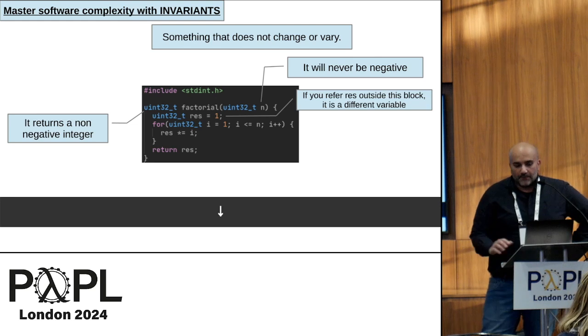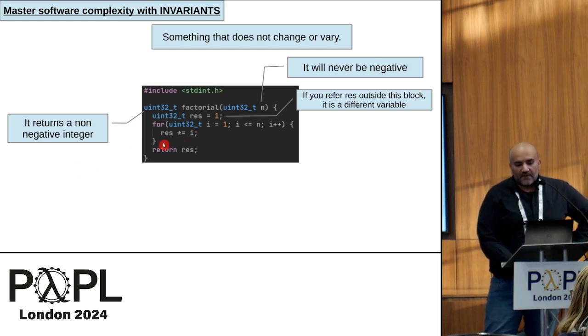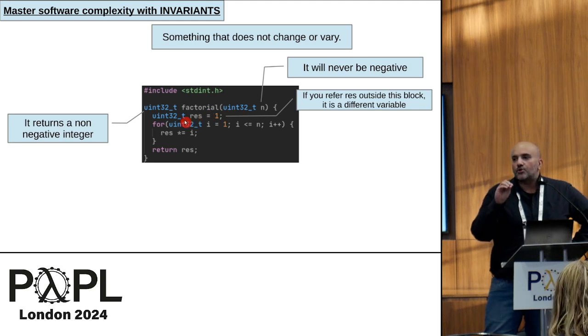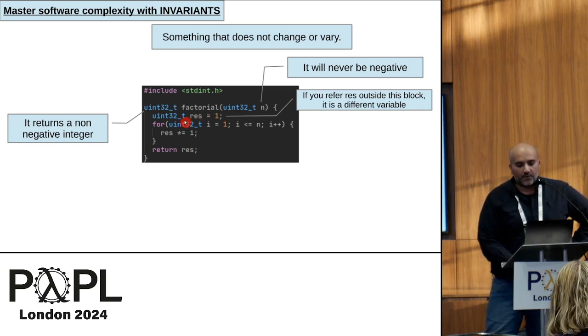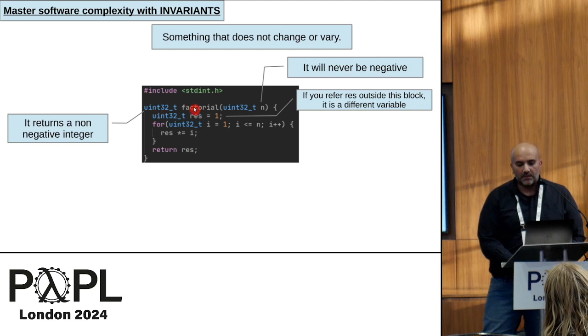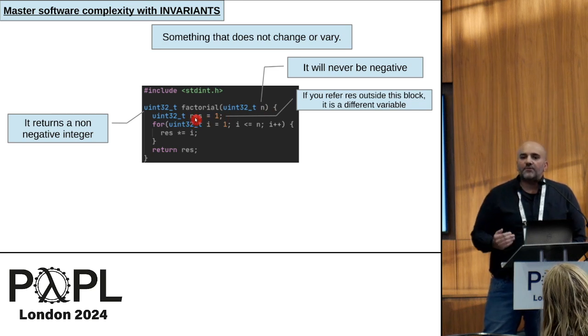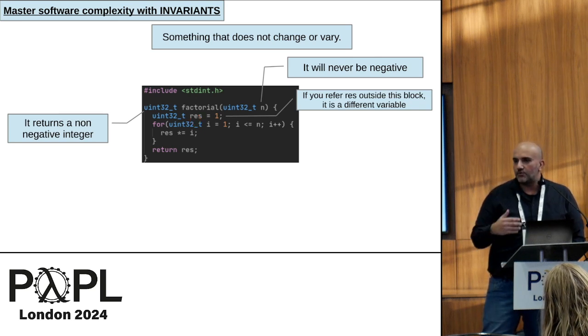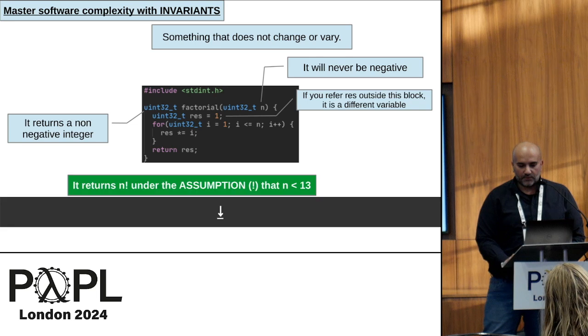Example, in C, you get a lot of invariants from the type system. You get a lot of invariants from the notion of scope of a variable. For example, in this function, I know that this function is going to return something that is not negative because the type is unsigned. It's going to receive a number that is not negative. Then I also know that this variable is declared inside, so if you refer to res outside of this function, it's going to be a different portion of the memory, so you can't refer to this variable outside.